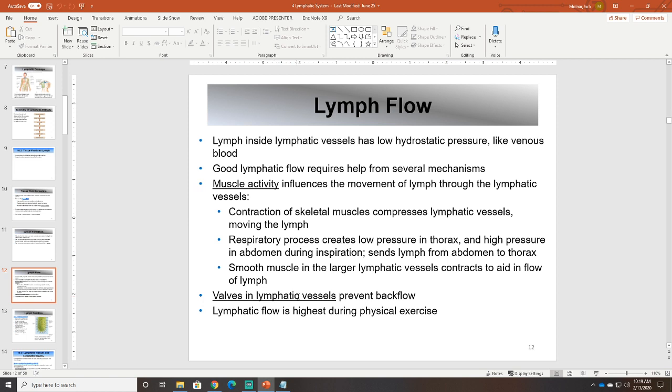All right, so yeah, we mentioned the valves in the lymphatic vessels. Good lymphatic flow is going to be highest during exercise. Same with venous flow.